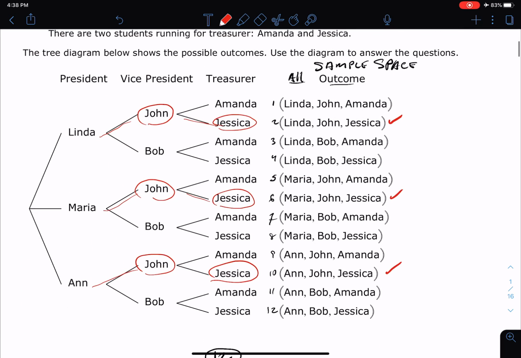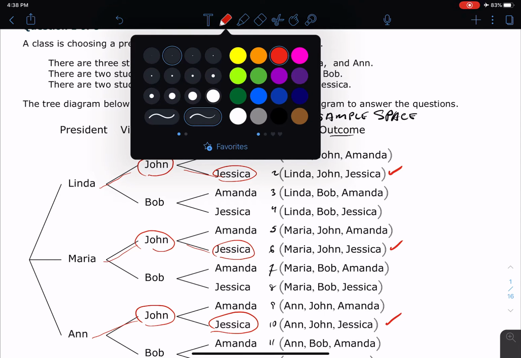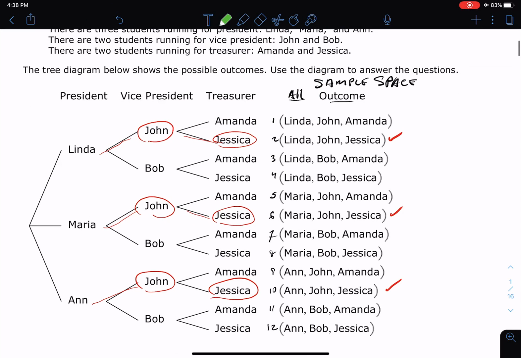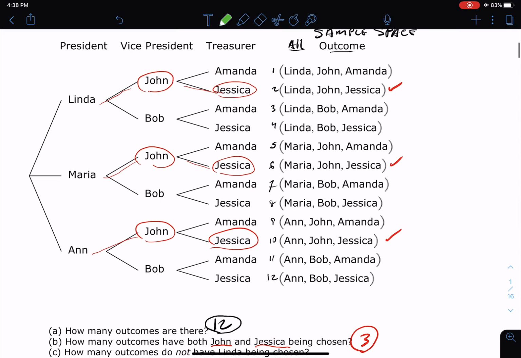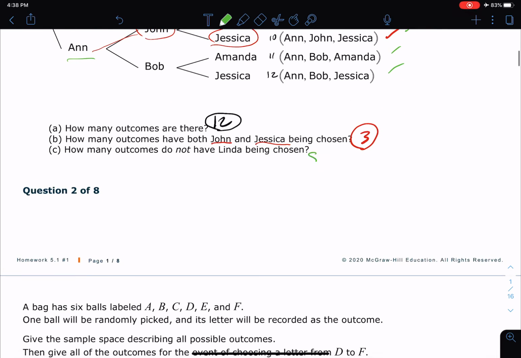Okay, and then finally, how many outcomes do not have Linda being chosen? How many do not have Linda being chosen? Let's do that in green. So I'm going to do this in 2 different ways just to show something. We're looking for ways that do not have Linda being chosen. So that means we do not want Linda to be chosen. So it's going to have to be the ones that have Maria and Anne, and kind of go from there. So you're going to see it's going to be these guys right here. 1, 2, 3, 4, 5, 6, 7, 8. Right? So you could do it that way. 8 outcomes do not have Linda being chosen.